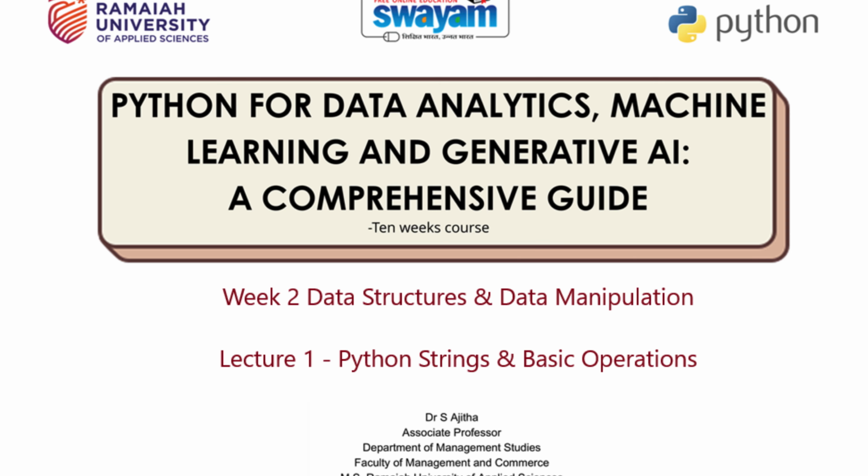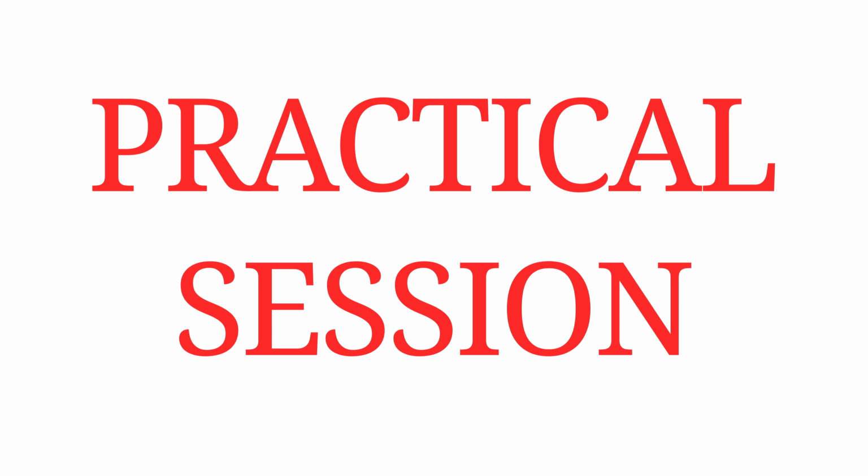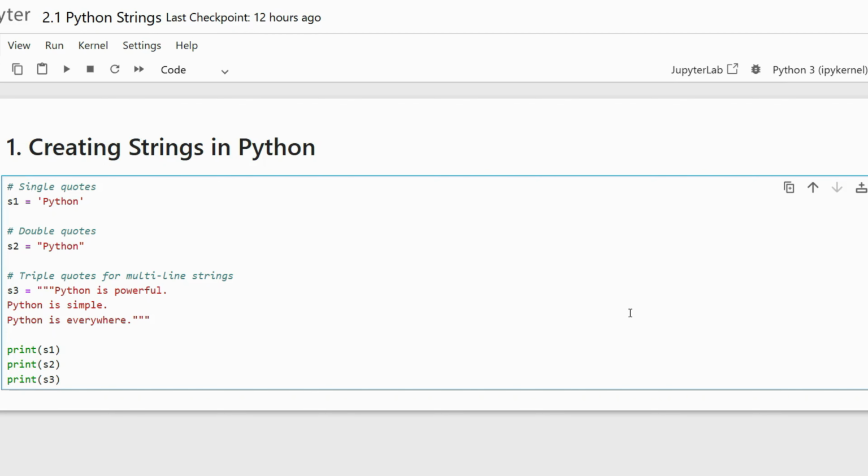Everyone. In this session, we will learn about strings in Python. Let us begin by creating strings in Python. In the first example, we create a string using single quotes. Next, we create the same string using double quotes. Functionally, both are identical. Python does not treat them differently. The choice depends on convenience and readability.